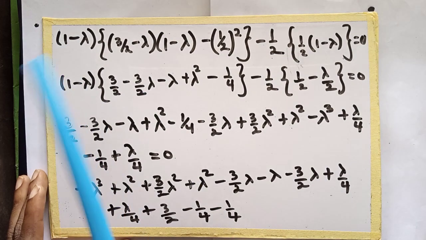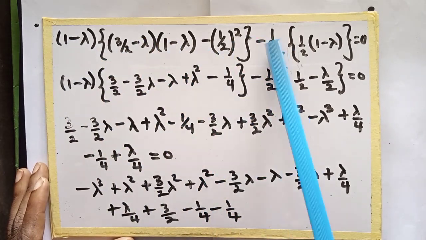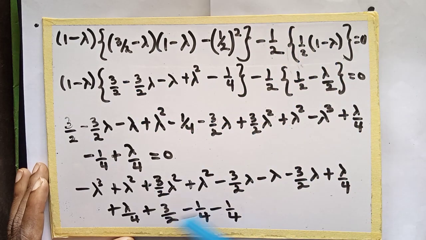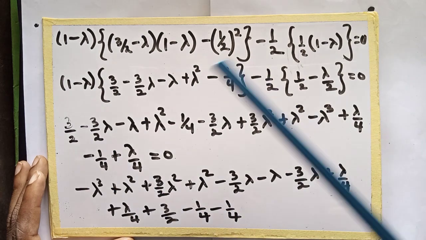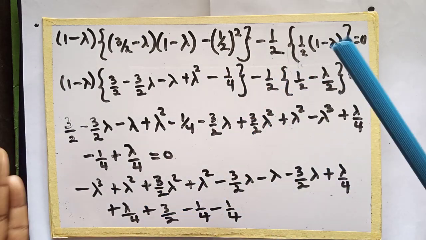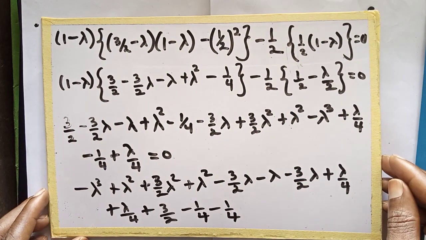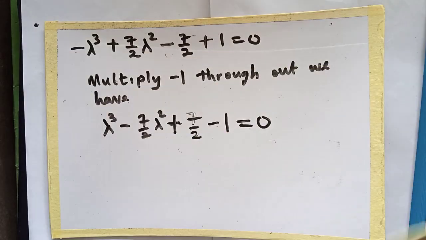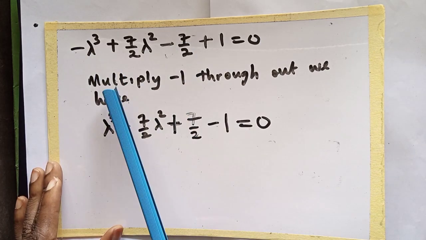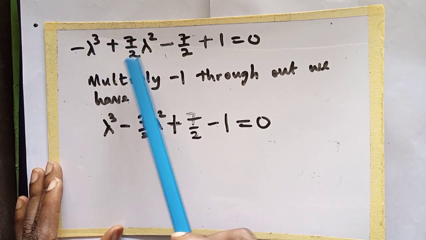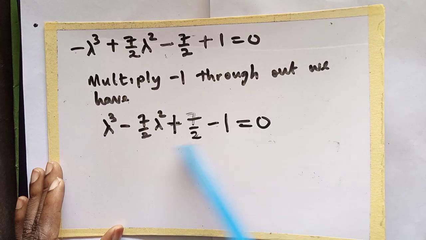Now, this is the expression. We take the first one, multiply by the two other expressions and equal to this. Now, if you look at this expression, it's a little bit lengthy, and at the end of the day, there is likelihood of you making mistakes. At the end of the day, the final expression is going to be in this form, which is equal to minus lambda cubed plus 7 over 2 lambda squared. If you multiply minus 1 throughout, you get this final expression.